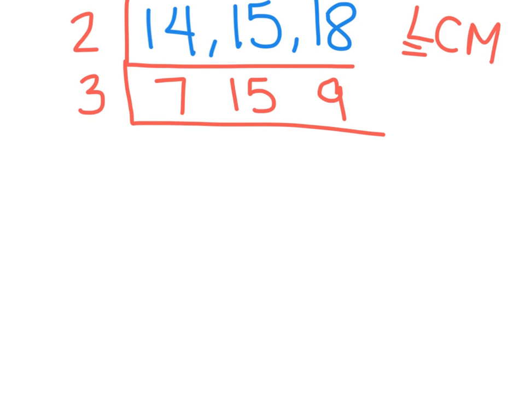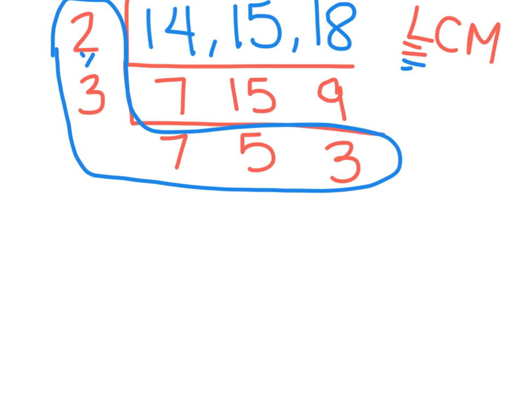7 I can't divide by 3, so since I can't do anything to it, I have to keep it the same, 7. 15 divided by 3 is 5, and 9 divided by 3 is 3. 7, 5, and 3. There's not a prime number that I can divide at least 2 of them by, so now I'm going to make my L for least common multiple.